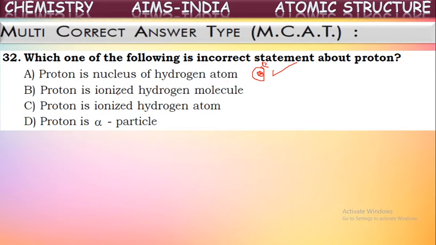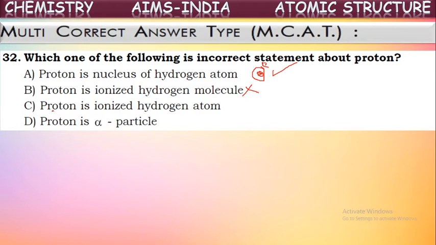Next one, proton is a ionized hydrogen molecule. Is it true? No, because in the hydrogen molecule there are two hydrogen atoms, not single atom. So when this molecule is ionized, two protons will be remained, two H plus ions will be obtained, not one atom, one proton. So this is not correct according to proton.